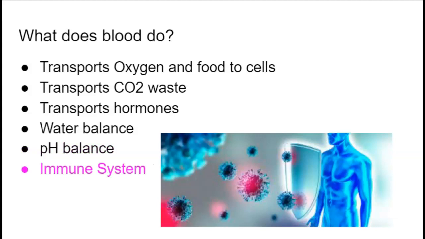And then it's also part of our immune system. You've probably heard of white blood cells, antibodies, and a lot of parts of our immune system are found in our blood. So it helps fight off foreign invaders. So our blood does lots of different things.